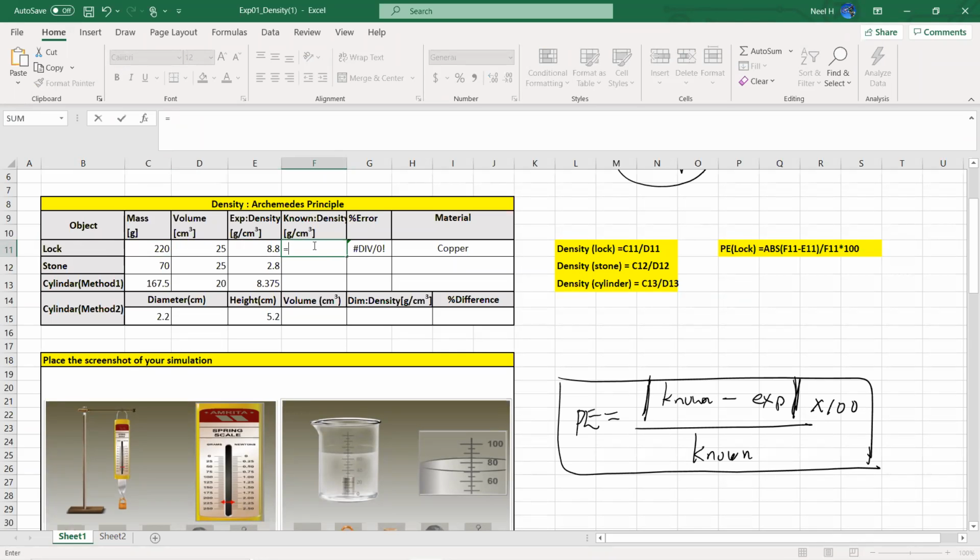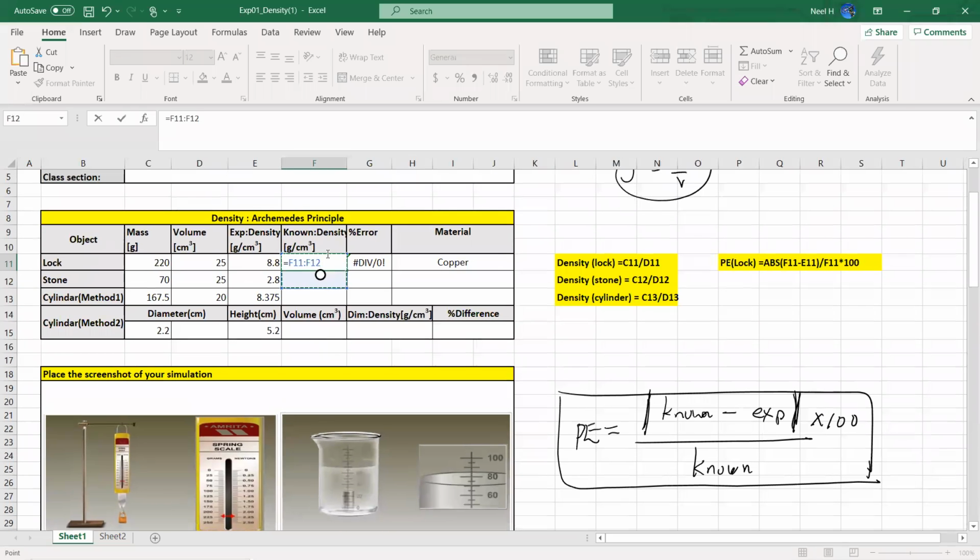You don't need to read it every time. You put the equal sign on the cell where you want to do the calculation. Then you bring your cursor to the mass of the log and click there, and C11 automatically appears. You don't need to do anything. Then divide by, and click your cursor on the volume of the log, and D11 automatically appears. Then you hit enter, and the calculation is done automatically for you.